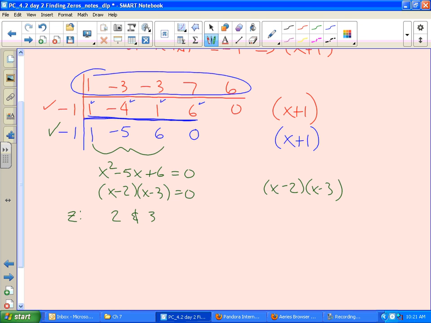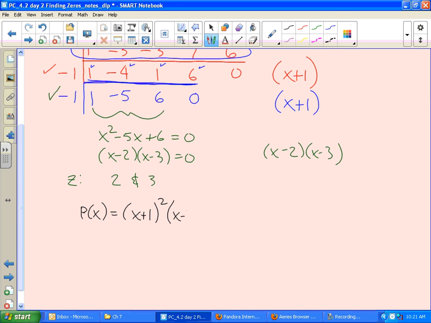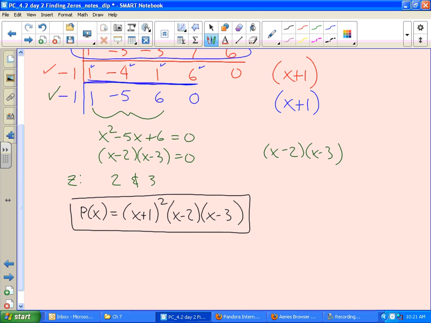Yes? Yeah, we do. If I have a repeated value, I'll use the power of it. Yep. So finally we get to this. P of x is equal to x plus 1 twice, multiplicity of 2, x minus 2, x minus 3. And now what this does, here, let's just kind of go and do a little preview.